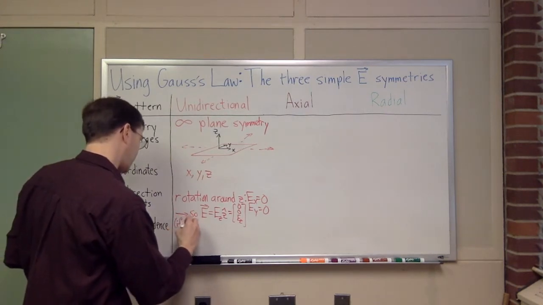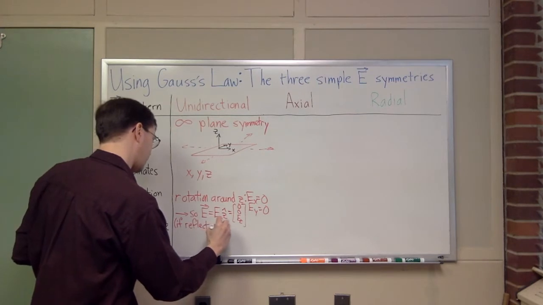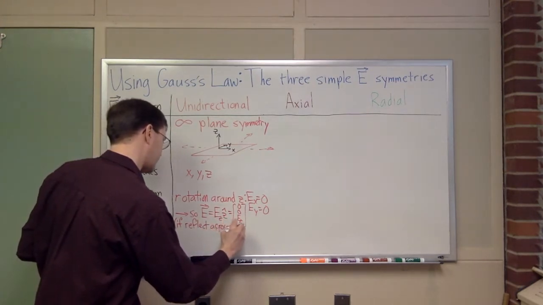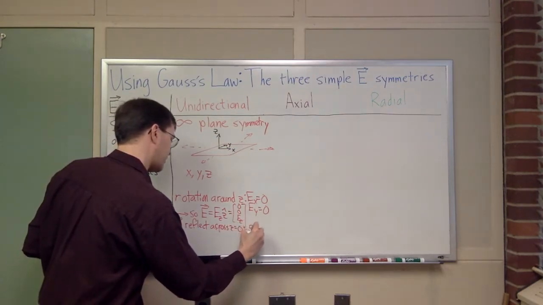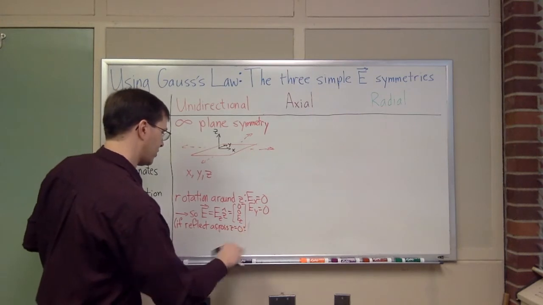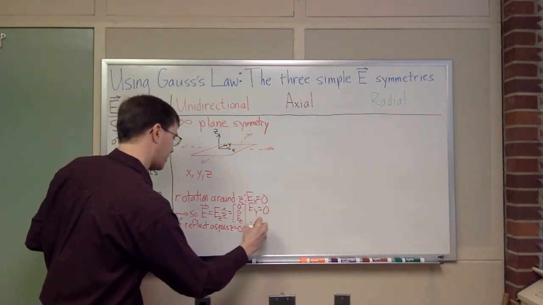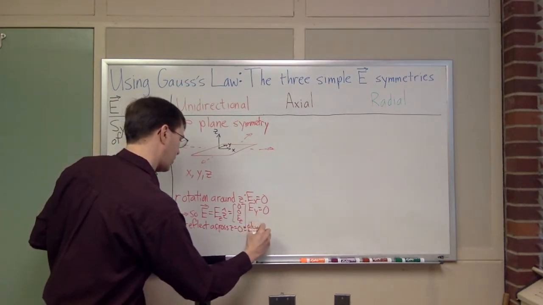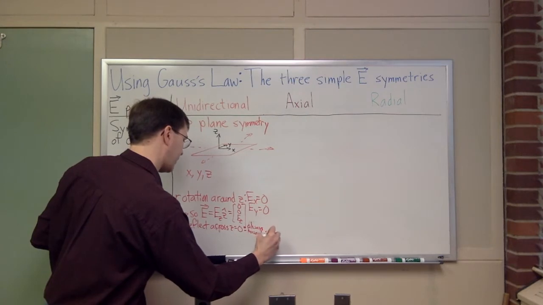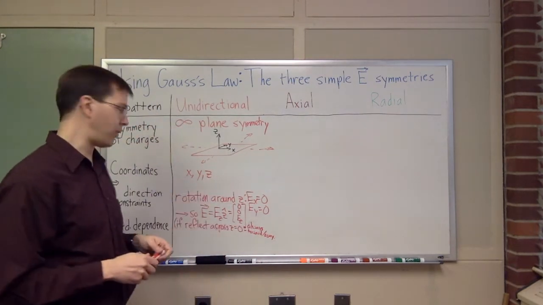If reflections across that plane are a symmetry, then the result is that this is always toward or away from that plane, from that central line, that z equals 0 point.